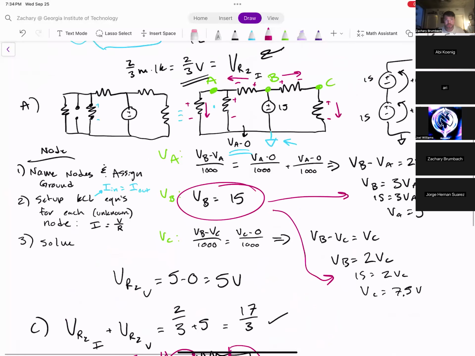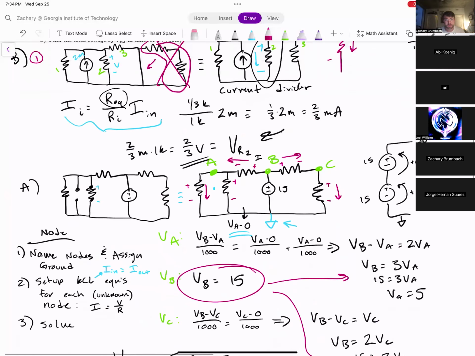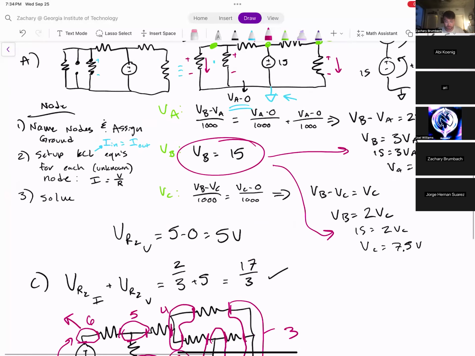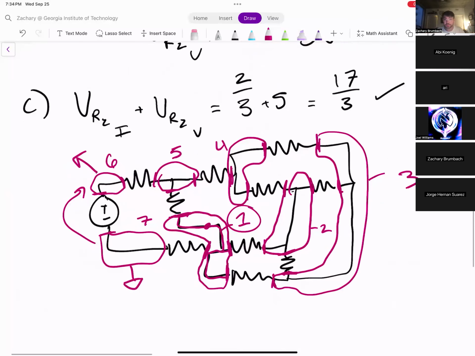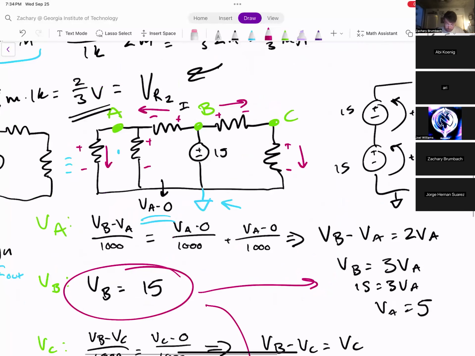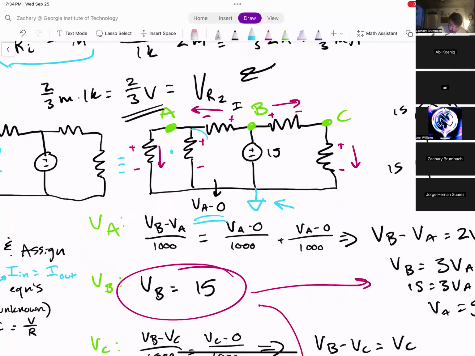Any other questions on this sort of stuff? So the way you just drew nodes, is that also why VA that we solved for in the problem above is also VR2, because it's connected to the same node? Yeah, exactly. Because the voltage across here is top minus bottom. Okay.